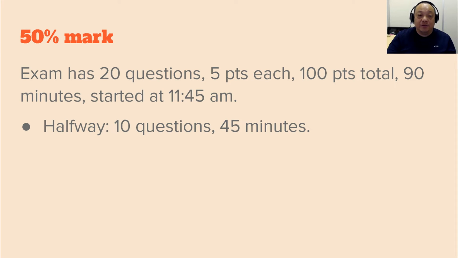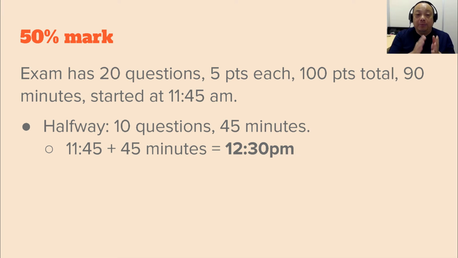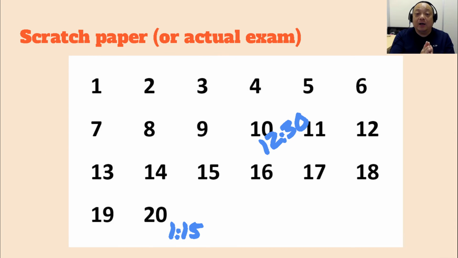Now let's find the 50% mark. Half of 20 questions is 10 questions. Half of 90 minutes is 45 minutes. 11:45 p.m. plus 45 minutes equals 12:30 p.m. Write that down, 12:30 at the end of question 10.